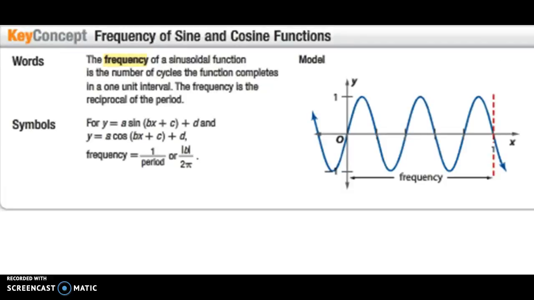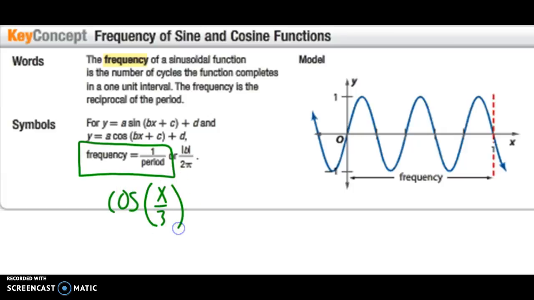So the next thing we're going to talk about then is frequency. Now the way we find frequency is similar to how we find period. It's actually 1 divided by the period. So in the last one, when we had cosine of x over 3, we said our period was 6 pi. So our frequency then would be 1 over 6 pi.